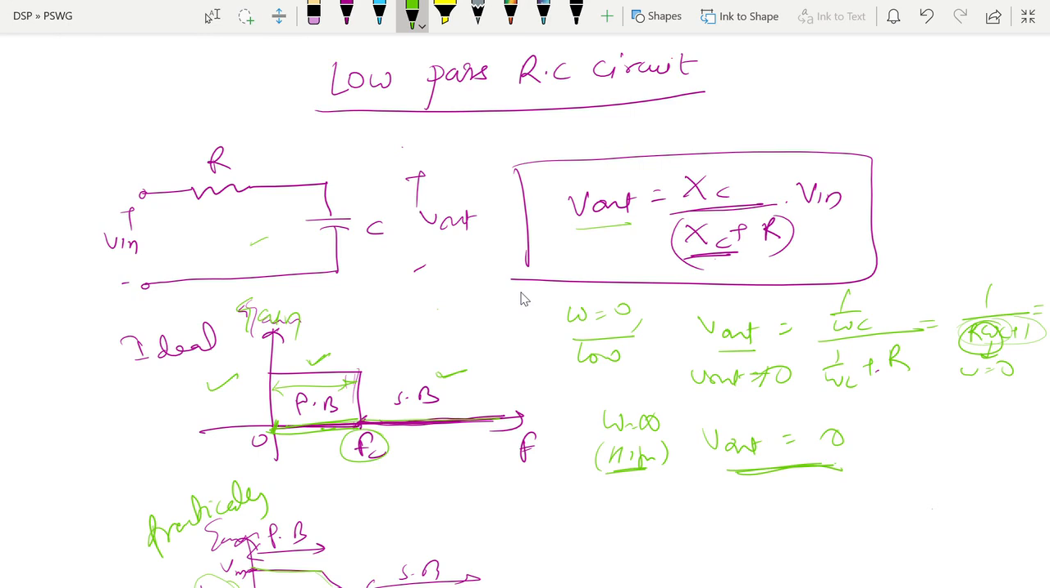In the next lecture we will go through this low pass circuit only, to see how we get the output if the input is a unit step. So we will see it in the next lecture.